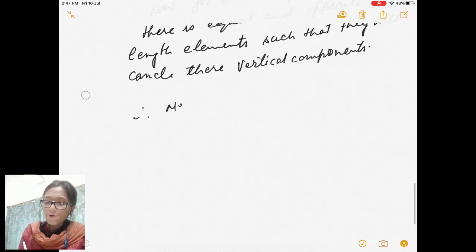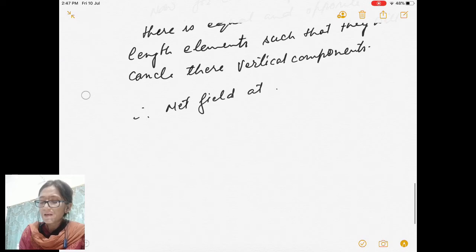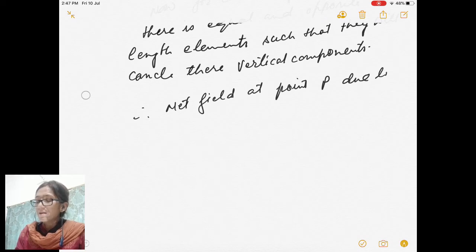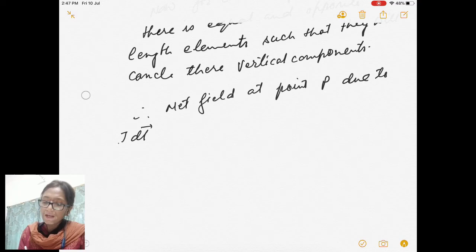Therefore, net field at point P due to dl, I dl, you should write current element.